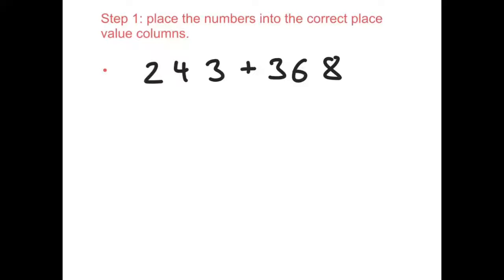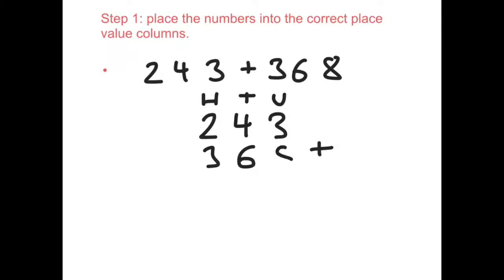So what do we mean by placing them into the correct place value columns? Well, we've got 200, 4 tens and 3 units. If it helps, you could write the letters to help remind you about the place value. Underneath that, we're going to put the next number. We're adding on 300 and 6 tens and 8 units. Just like that.